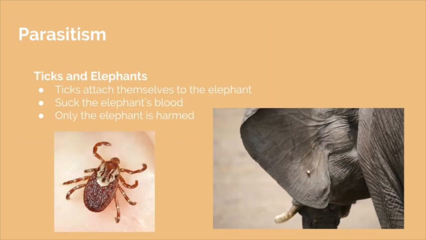Parasitism is the relationship in which the parasite harms the host. One example of this is ticks and elephants. Ticks are parasites that attach themselves to elephants and suck their blood. The elephants are being harmed, whereas the ticks are being fed.